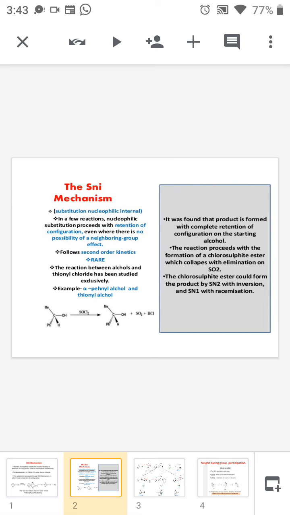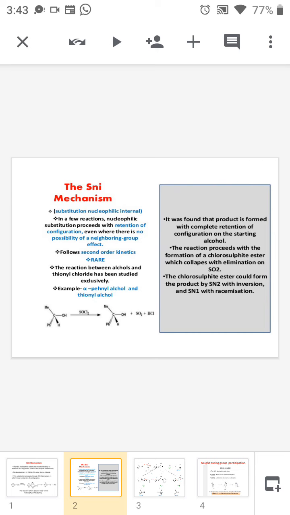And as we discussed earlier, the name SNi indicates that this is a nucleophilic substitution reaction in internal. And this SNi mechanism is very rare. There are only a few examples or reactions in the nucleophilic substitution reaction in internal, and here the retention of the configuration will occur, and there is no possibility for neighboring group participation in the SNi mechanism.